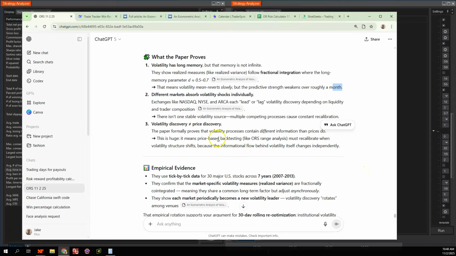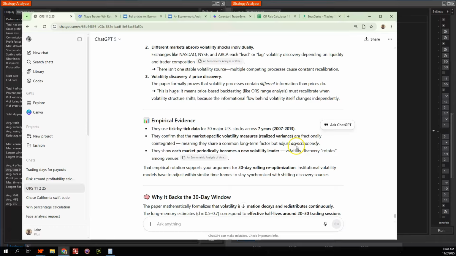The paper formally proves that volatility processes contain different information than prices do. This is really, I get it. I really actually get it. This is huge. It means price-based backtesting like ORS range analysis must recalibrate when volatility structure shifts, because the informational flow behind volatility itself changes independently.